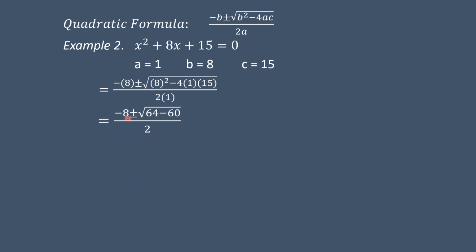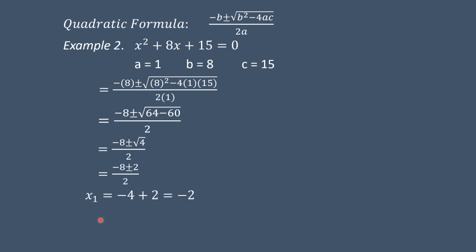So negative 8, we have plus and minus the square root of 8 squared, which is 64. Then negative 4 times positive 1 times 15 is negative 60. Then 2 times 1 is 2. Then we have negative 8 plus and minus the square root of 4, over 2. Then we have negative 8 plus and minus the square root of 4, which is 2, over 2.